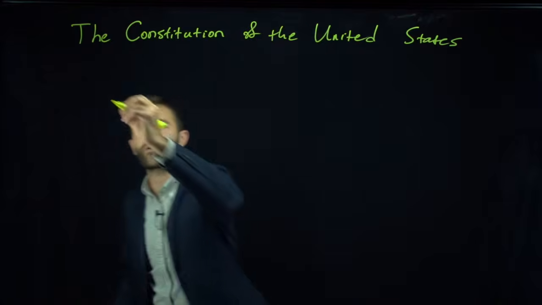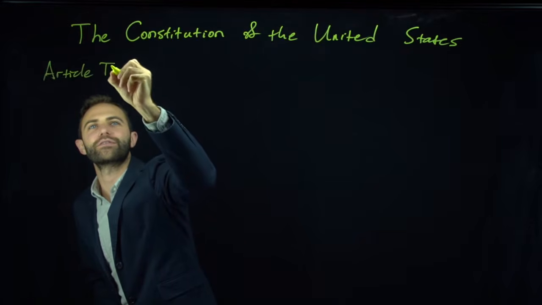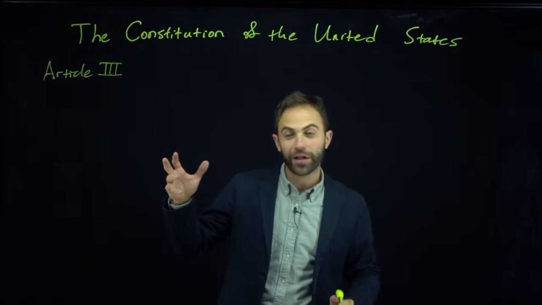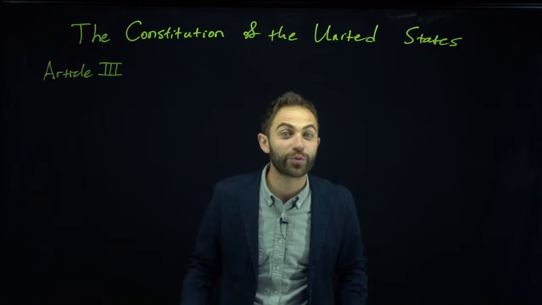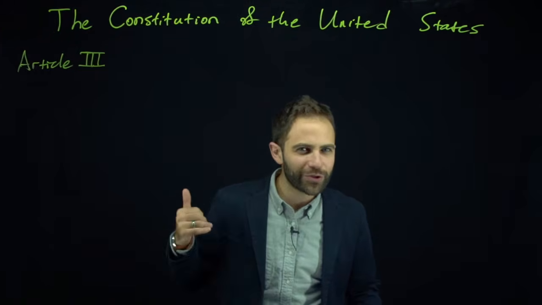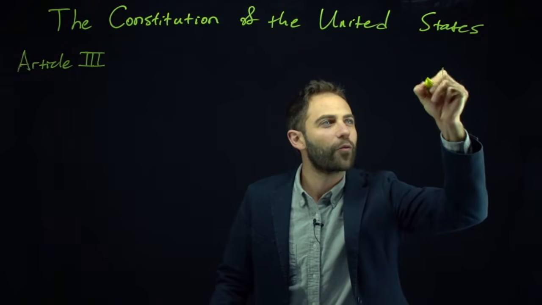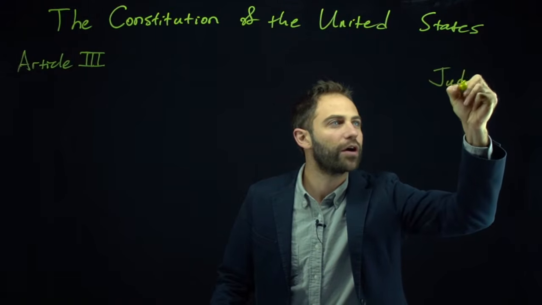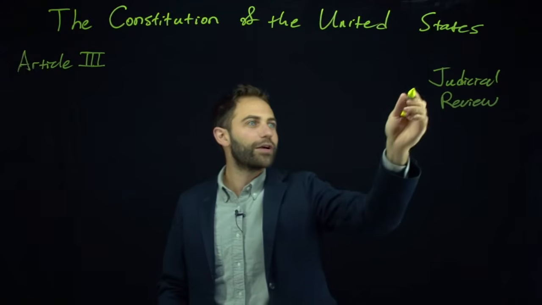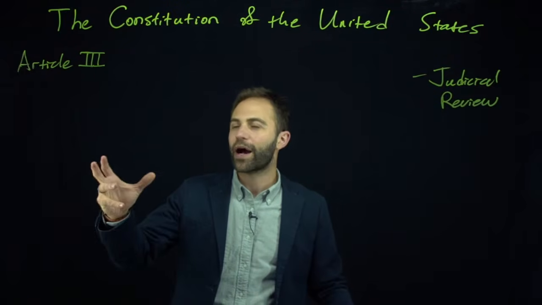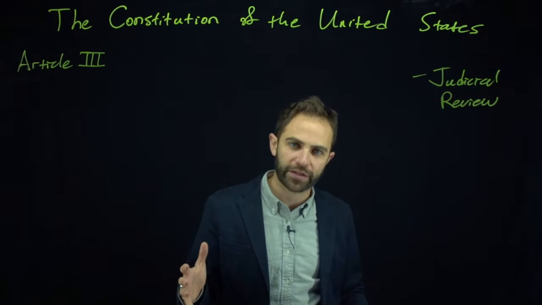The last thing that I want to talk about is Article 3 of the Constitution. This is the article that deals with the judicial branch. It deals with federal courts and the Supreme Court. What I wanted you to do when you read this portion of the Constitution was look for the place where it gives the Supreme Court the power of judicial review. Judicial review is the power whereby the Supreme Court gets to be the official interpreters of the Constitution.